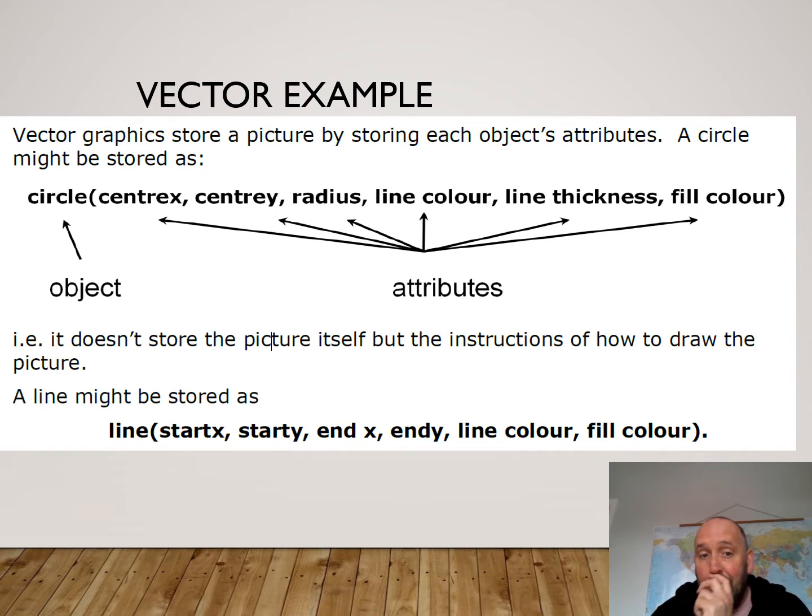So here we are. Here's the circle. Here's the graphics we've got. We've got circle, center X, center Y, radius, line color, line thickness, fill color. We did this before. We should be quite au fait with this. It doesn't store the picture itself, just the instructions. And a line might be stored as line, start X, start Y, that's the start of the line, end X, end Y, that's the end of the line, line color, fill color.